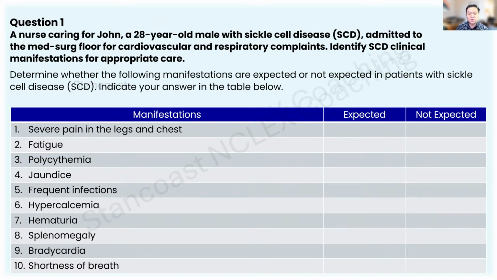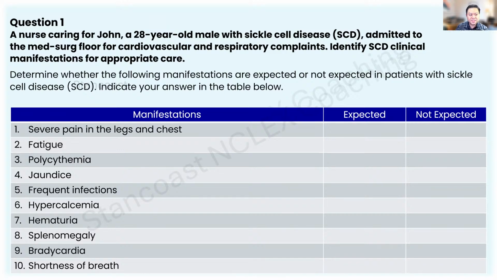Now, your role this time is to determine whether the following manifestations are expected or not expected in the patient with sickle cell disease. So you need to indicate your answer in the table below, whether it is expected or not expected. So here we go. We have one manifestation, severe pain in the legs and chest. What do you think about that?